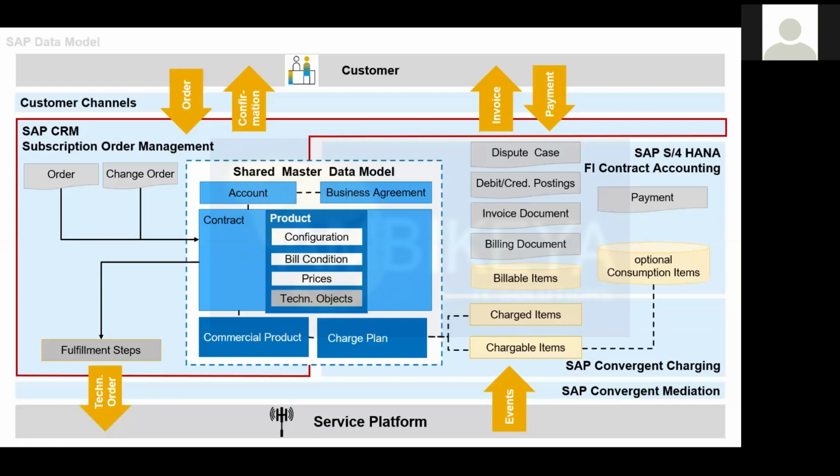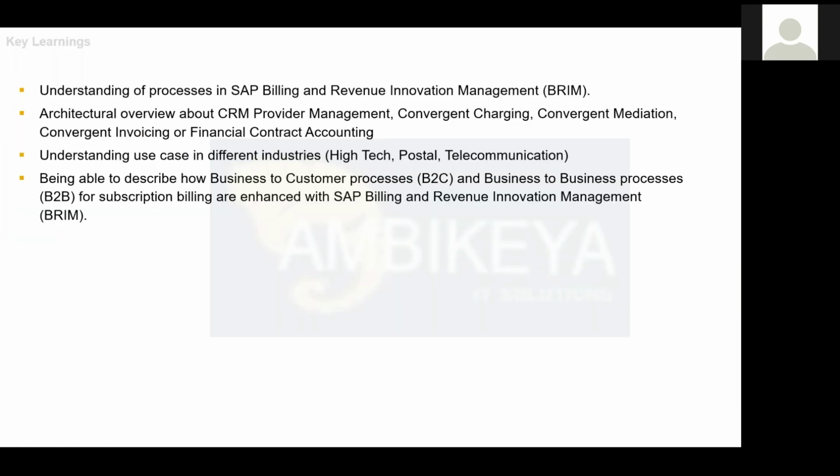Okay, that's an overview of the data model in BRIM. I hope that the key learnings are reached if you have done the AC230. My expectation would be that you get an understanding of the processing in SAP Billing and Revenue Innovation Management, BRIM, and that you get an architectural overview of CRM, provider management, convergent charging, convergent invoicing, convergent mediation and financial contract accounting.